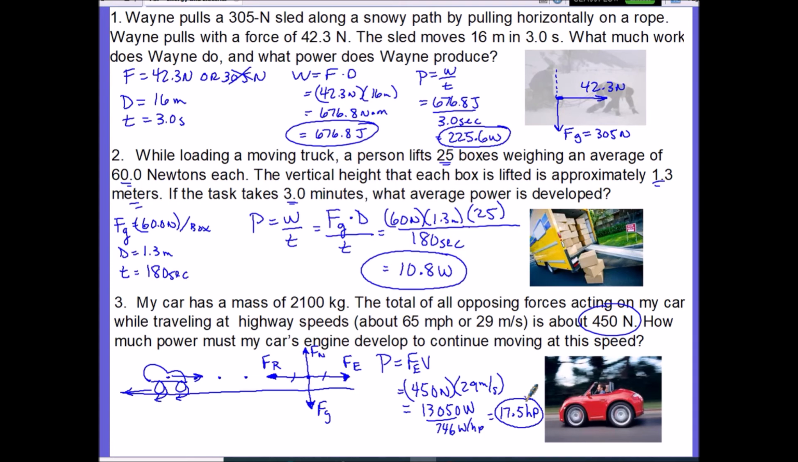If I want to be able to do that much more quickly, 0 to 60 in 8 seconds, I'm going to have to do that work much more quickly, and that's really where I need that power. I don't need a lot of power on the highway. Let's go ahead and take a look at those last two problems.